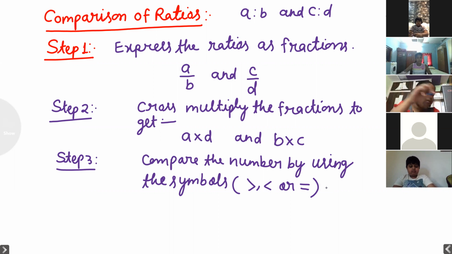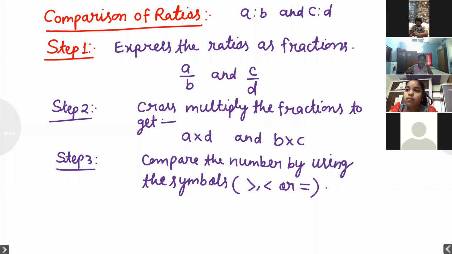Yes. In this question, you are observing I am talking about only two ratios. If they have given more than two ratios, then we are going to learn the LCM concept. We have to take LCM of denominators. But in this question, I'm talking about only two ratios.